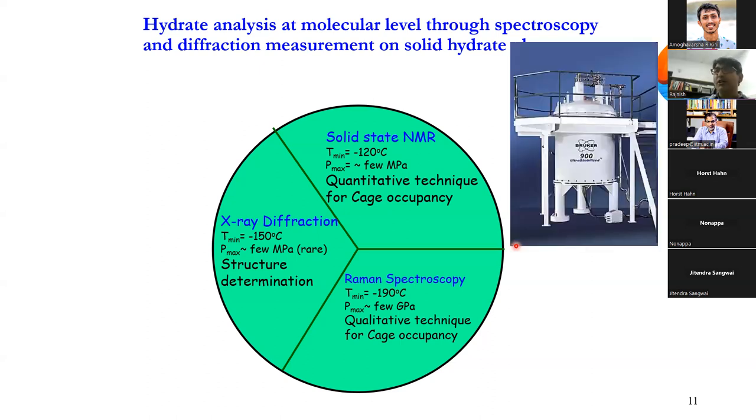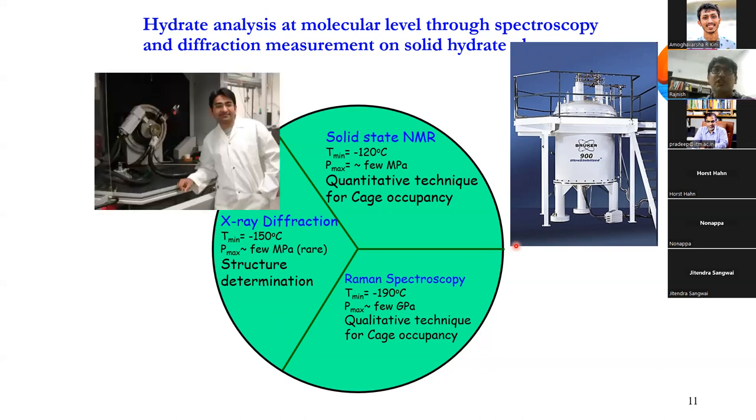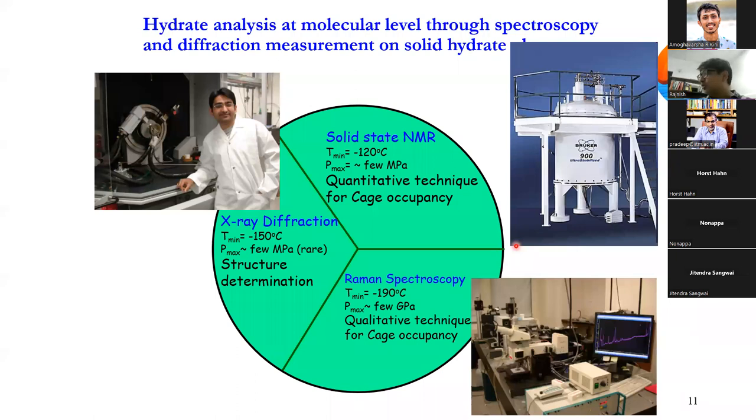You can do solid state NMR on the solid hydrate phase to know exactly where CO2 is going, whether it's in the small cage or the large cage of a structure 2 or a structure 1, or whether CO2 likes to form a structure H hydrate or not. For example, you can do powder X-ray diffraction to understand what structure is forming. You can do powder X-ray diffraction at whatever temperature you want, at a few megapascal pressure, if you have a high pressure powder X-ray diffraction setup. You should be able to use Raman spectroscopy to analyze the hydrates very easily, to know exactly whether CO2 is part of the hydrate, and if it is, which cages these CO2s are occupying.